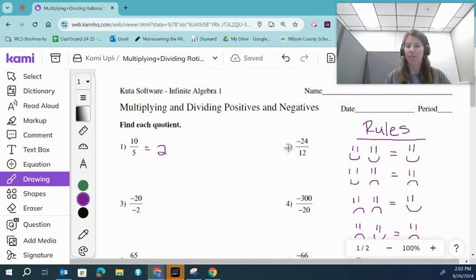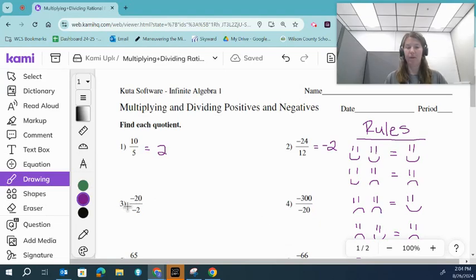Now let's take a look. Here comes our rules. A negative divided by a positive. We have opposite signs or different signs, so I already know my answer will be negative. Bad thing happens to a good person. That's a sad thing. 24 divided by 12 is also 2, so it is negative 2 is our answer. Negative divided by a positive is a negative.